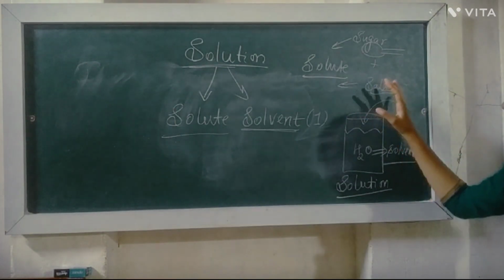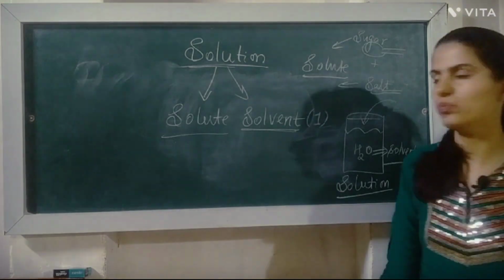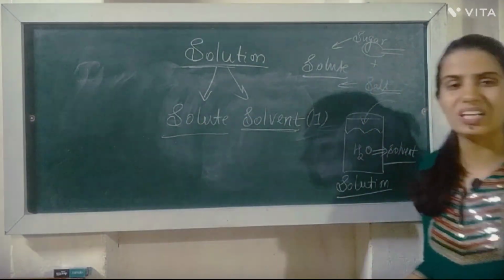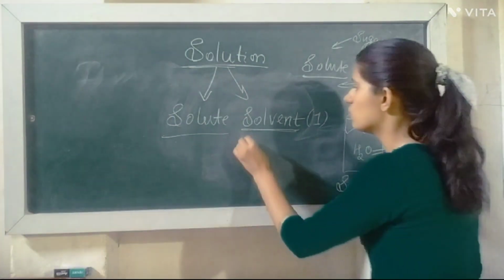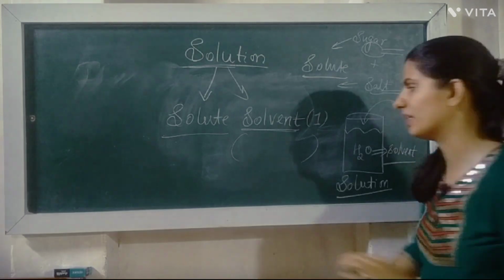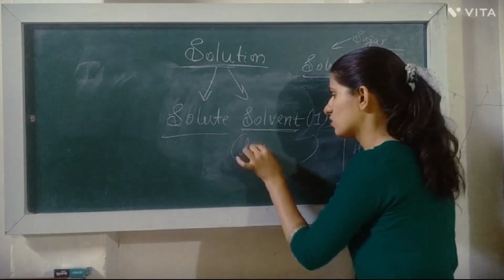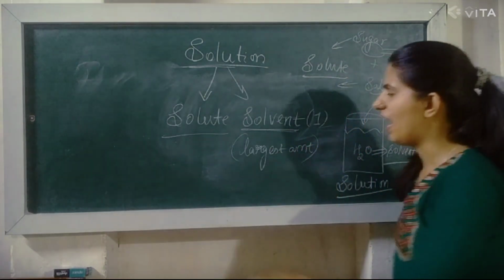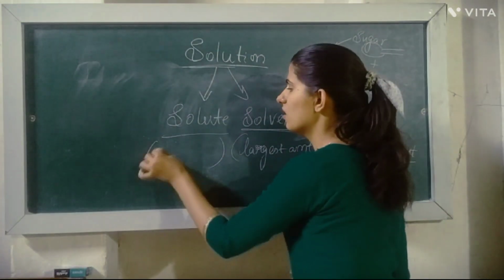So how do we decide, ma'am, which is solute and which is solvent? Solvent is a substance which is present in the largest amount. And solute is always present in a small amount.